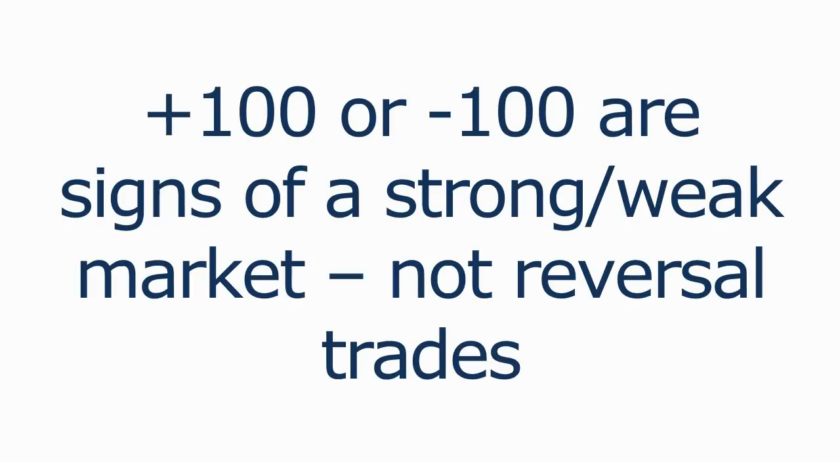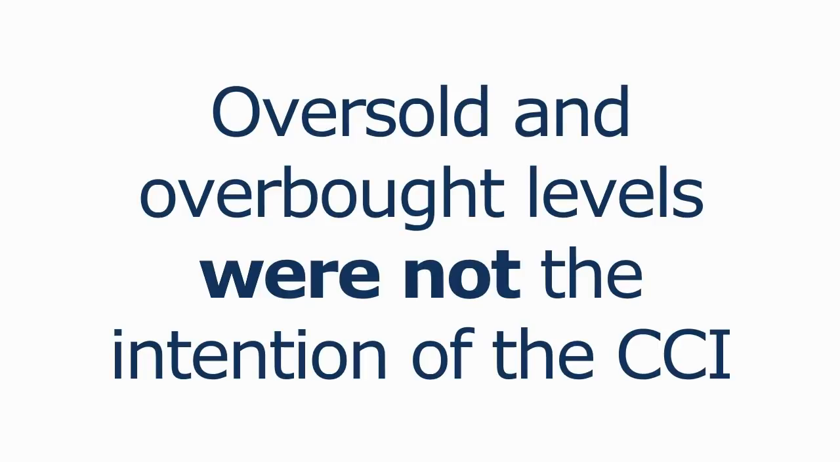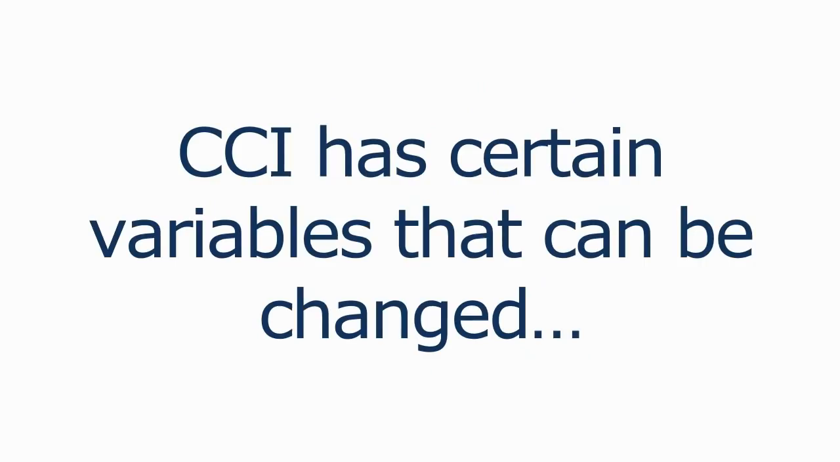But Donald Lambert, he designed the indicator. He actually used the extreme readings of plus 100 or minus 100 as signs of a strong or a weak market. He would then look to establish a trading position in the direction of the trend. So while oversold and overbought levels are not the intention of the CCI, a lot of traders use those market states as the basis for their trading strategy.